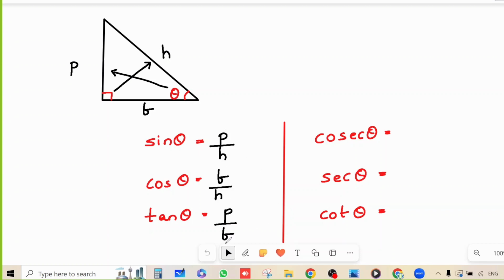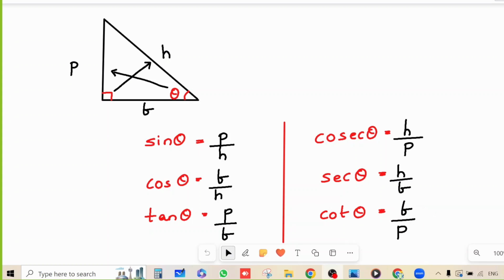Once you have learned these 3, the rest of the 3 are just the reciprocals. So cosec theta is the reciprocal of sin theta. So it is hypotenuse upon perpendicular. Sec theta is the reciprocal of cos theta, so it will become hypotenuse upon base, and cot theta is the reciprocal of tan theta, so it will become base upon perpendicular.